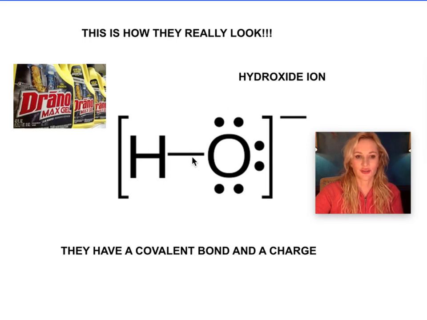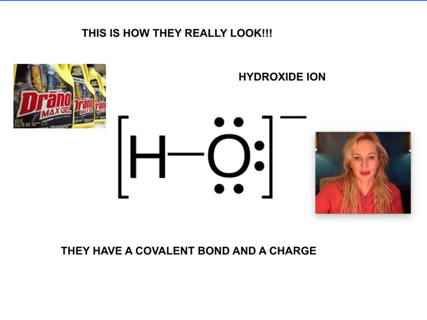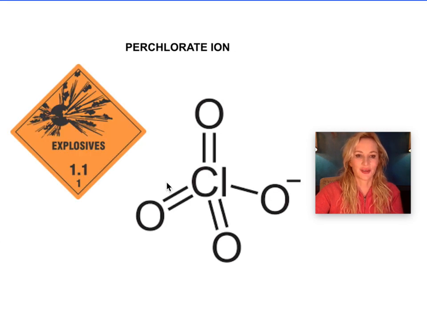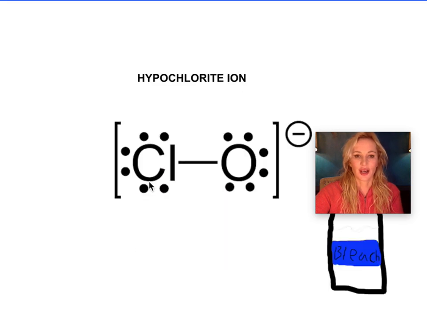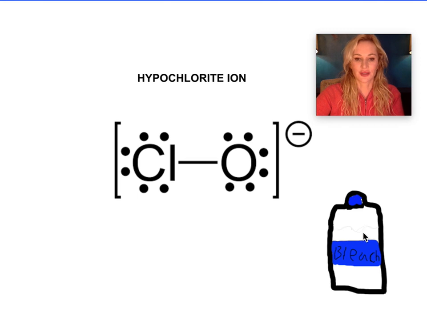But I kind of wanted you to see what they look like drawn out, because when you're just memorizing, students always wonder, what do they actually look like when they're floating around in solution? This is what they look like. It doesn't make as much sense. Like, what are these dots? These are valence electrons. We'll learn about these in a later chapter. But you can kind of see perchlorate is commonly used to make explosives, and it has 4 oxygens. One of the oxygens will have a charge. Hypochlorite, commonly used in bleach. This is my fancy drawing of bleach here.